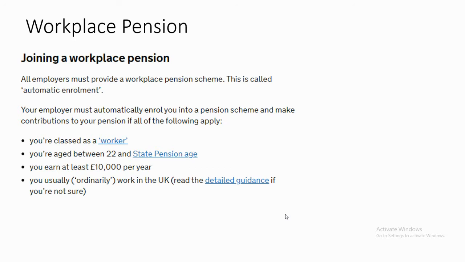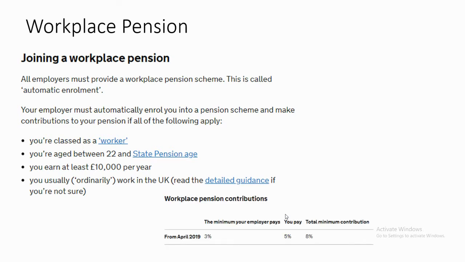All employers must provide a workplace pension, which I've already said, and generally they will automatically enrol. However, you can opt out of a workplace pension, and generally these are the minimum contributions at the moment from 2019. So your minimum contribution would be 5%, and for the employer an additional 3%. That means 8% of your salary every month will go towards your pension, and then obviously pensions also grow because they're invested in certain things.